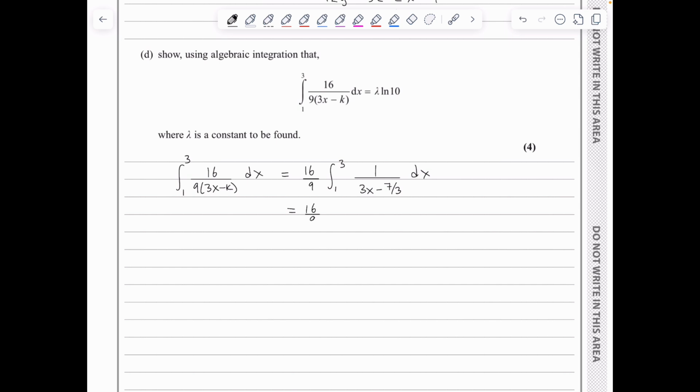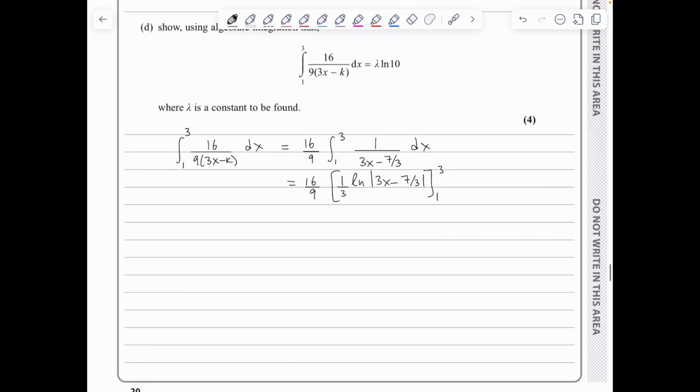Now the integral of 1/(3x - 7/3) will give me a logarithmic result. So it's going to be ln of the modulus of 3x - 7/3. And I need to divide by the derivative of the inside, which is 3. So I divide by 3. So let me put a third here. And the limits are 1 and 3, which means we're looking at 16/27.